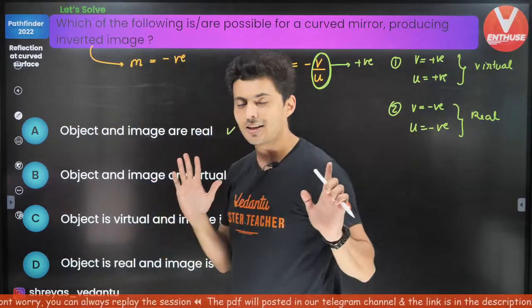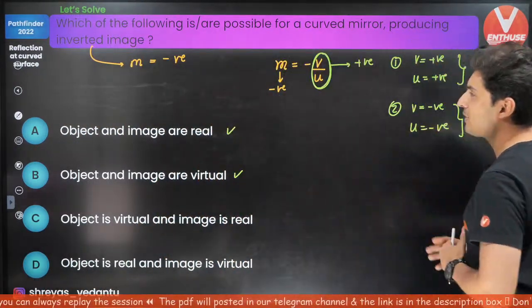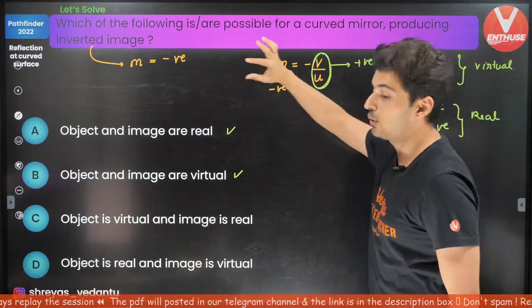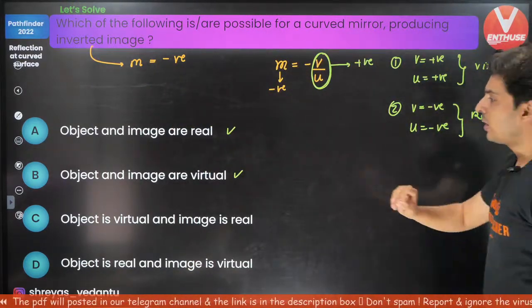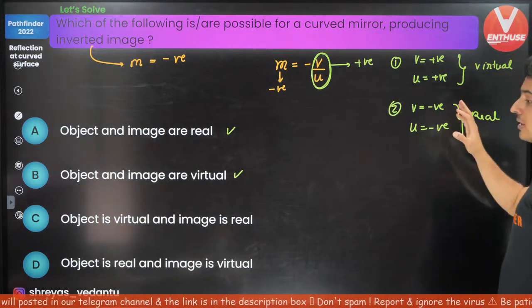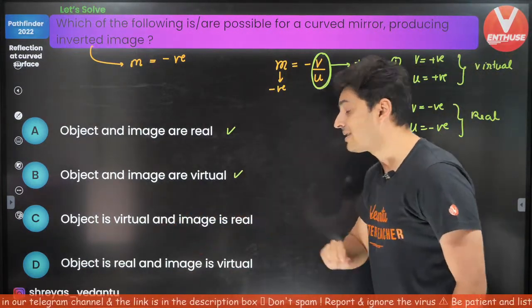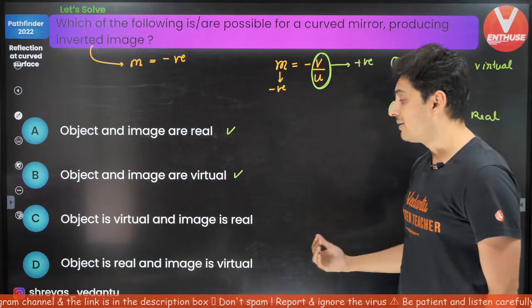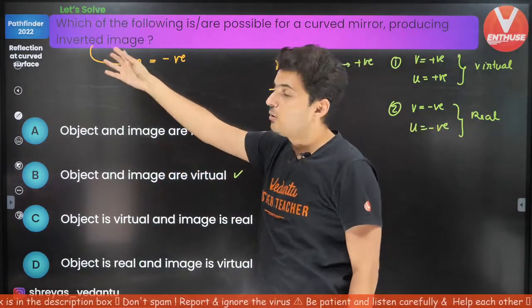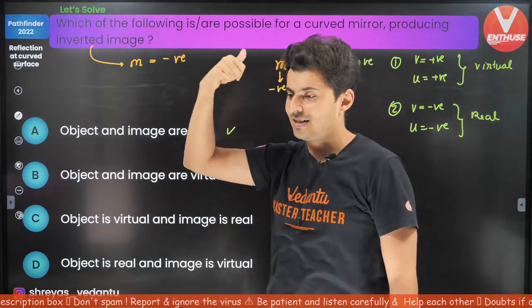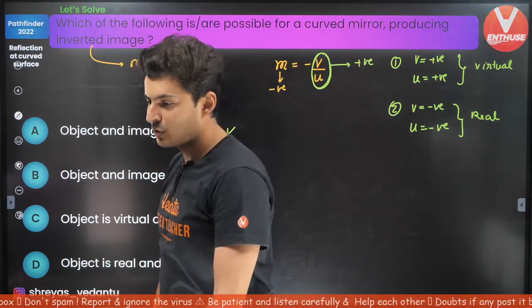Isn't it interesting? What a brilliant way of solving this question just via the formula of magnification. So object and image are real or object and image are virtual. But if one is virtual and the other one is real, then the signs will be opposite. The image will not be inverted, it will be erect. That's how it is. Superb, right?